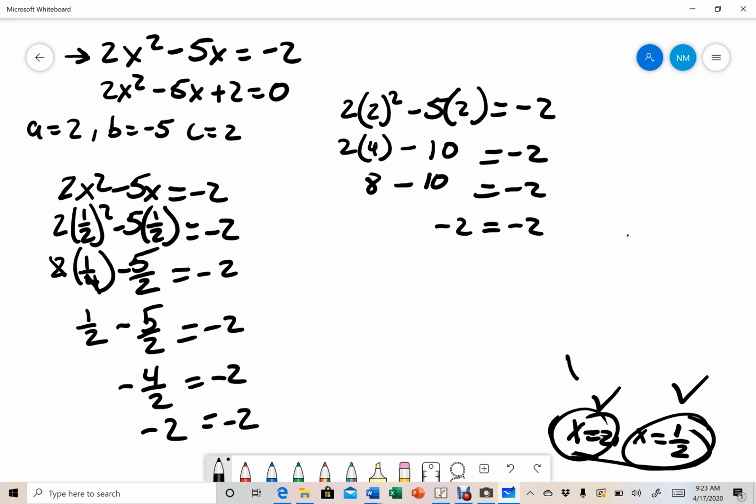Okay, so we're just plugging in values and solving for x, and then we're going to check that by taking those two answers and plugging them back into our equation there. Okay, so fairly easy process. It's a little time consuming, but it's a fairly easy process, so not too difficult to grasp.